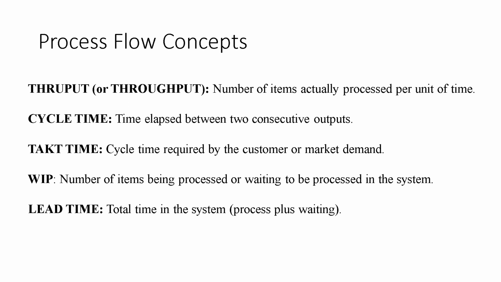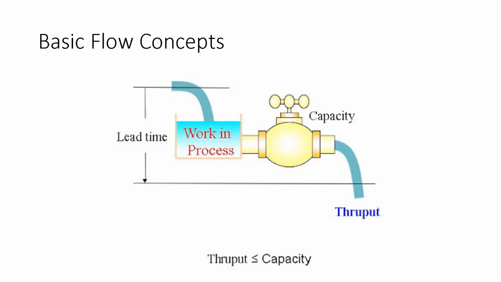WIP, or work in process, is the number of items being processed or waiting to be processed in the system. Lead time is the total time in the system, that is, process time plus waiting. All these concepts can be applied to a single workstation or to the whole value stream. This basic model illustrates the concepts we have just seen.